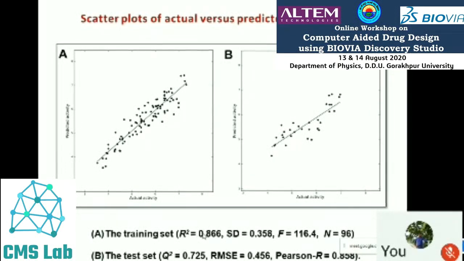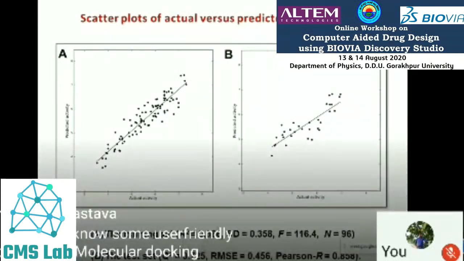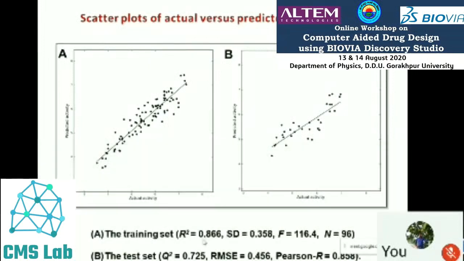That's what I was talking about, statistical analysis. The closer R squared is to 1, the better the model is. But it should not be overfitting, like 0.99. Sometimes it overfits the model, and even that means something is wrong; there is noise in your study. So it is very good: R squared is 0.86 for the training set, and for the test set it's around 0.7.